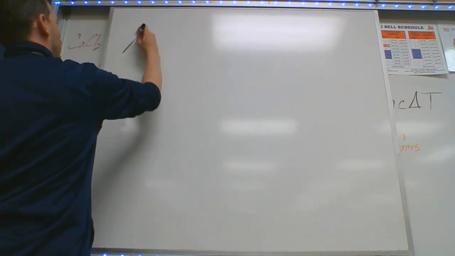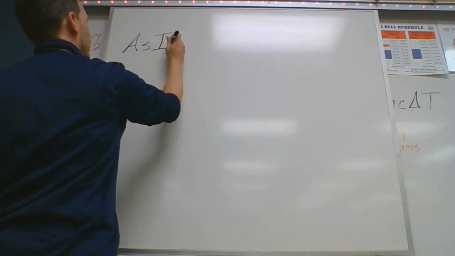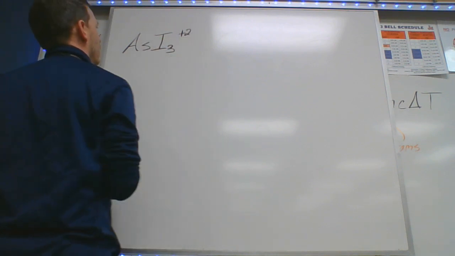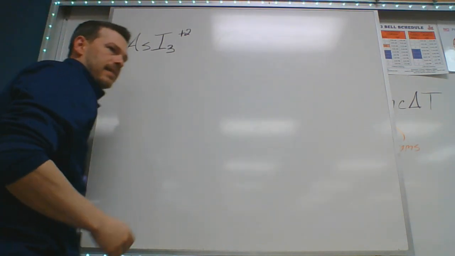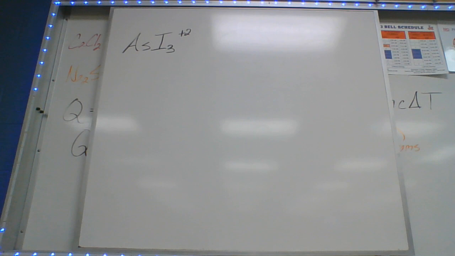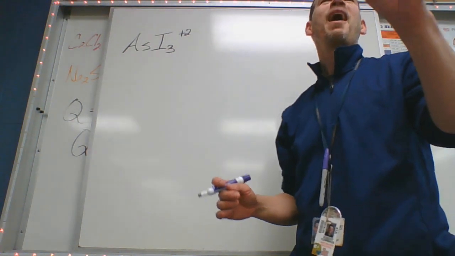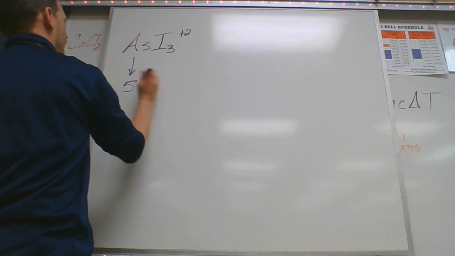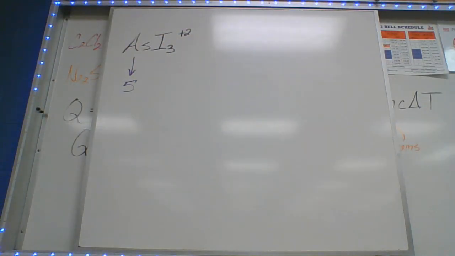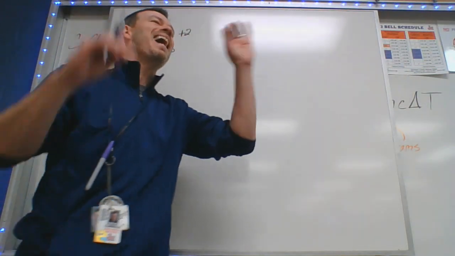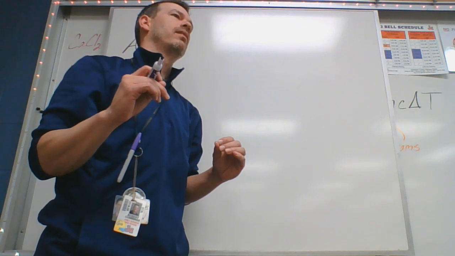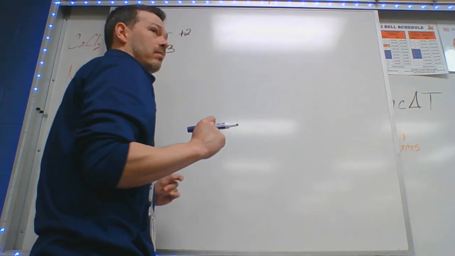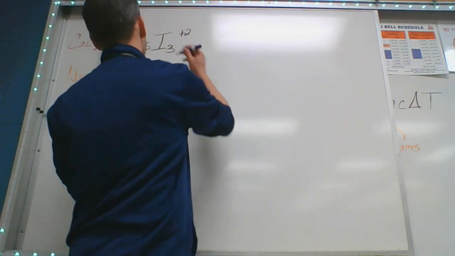AsI3 2+, that looks fun. Ooh, nice. Let's get some help, though. Let's go over to cluster 3, seat 5. Hey, 3-5, how many valence electrons? Yeah, it's you, Donato. How many valence electrons does arsenic have? 5 is correct, from group 15. All right, cool. Let's go over to cluster 4, seat 5. Hey, 4-5, how many valence electrons do 3 iodines have? 21 is correct. 7 times 3.